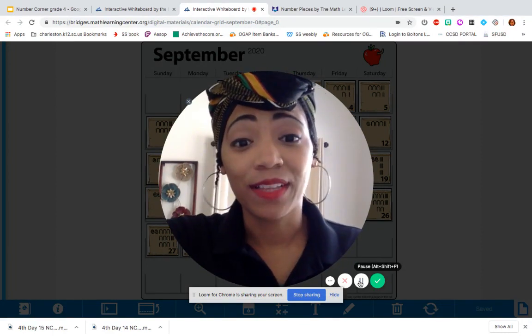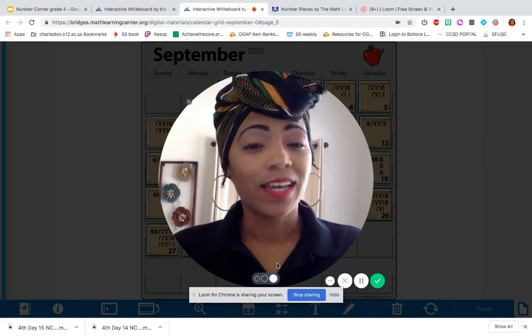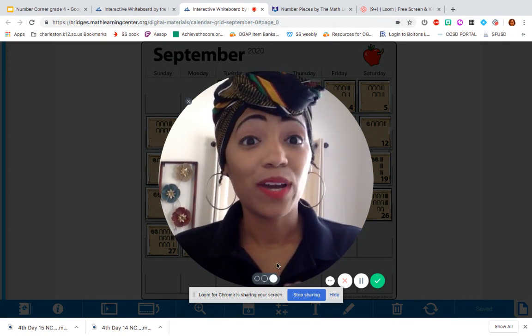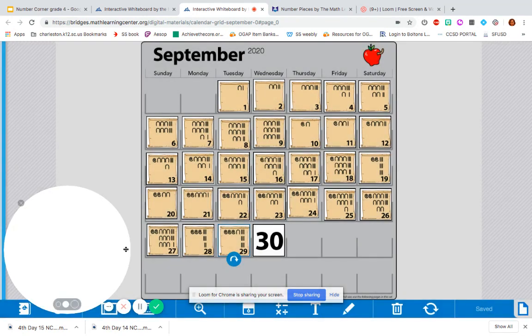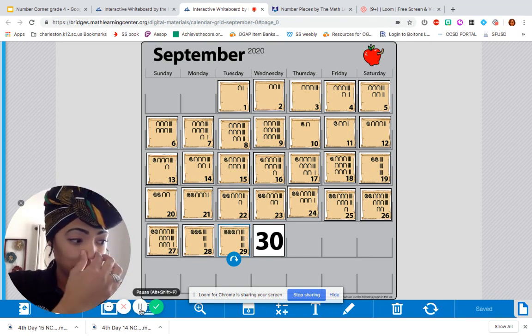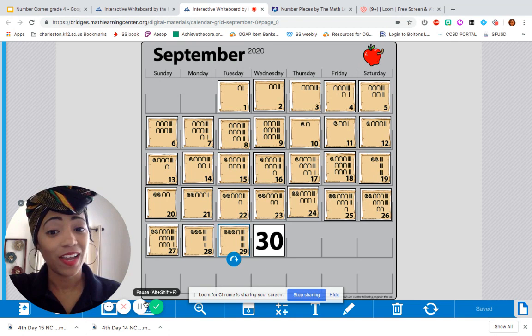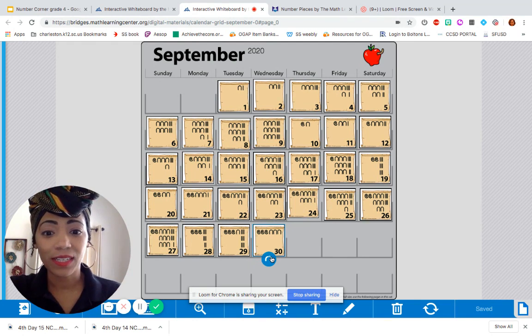So, in honor of the last day, let's look at our calendar grid and make a prediction about what you think today's marker is going to look like. What do you think? All right, let's check it out. Wow, is it what you expected?